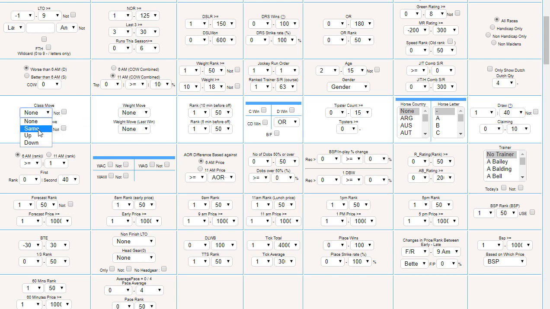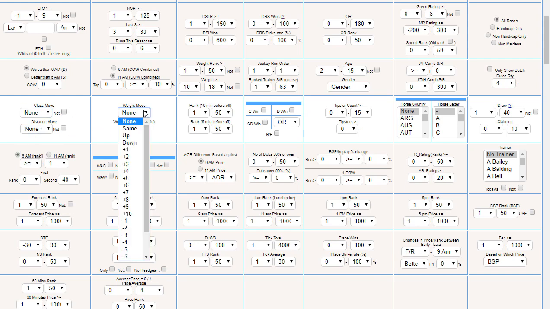Class move, so you can click the same up or down, or you can just say same, not the same, so they're moving up or down. And the same with distance. These basically all work the same. Weight movement, so same up.